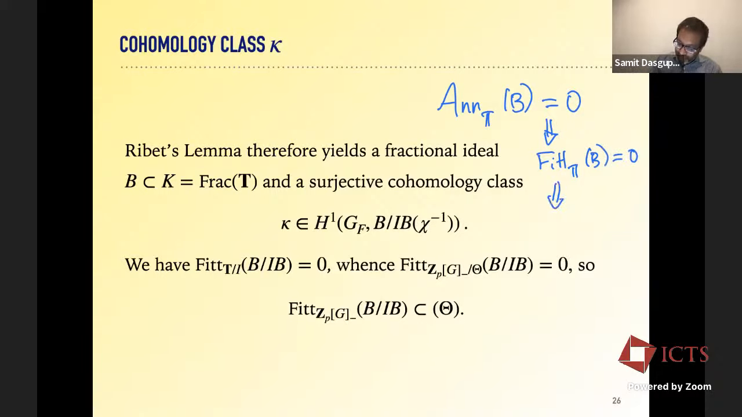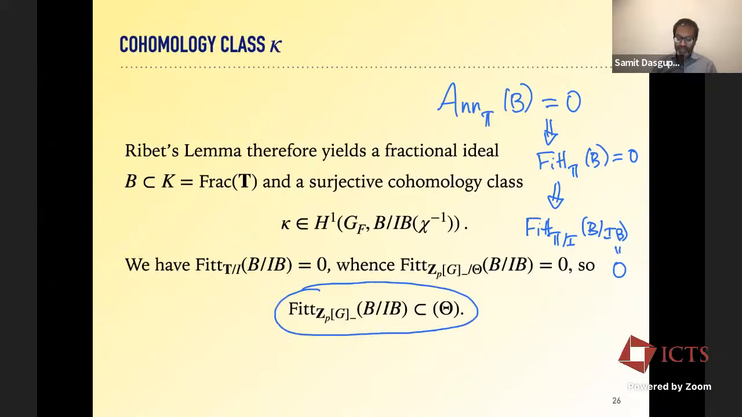But now Fitting ideals have base change properties. So this implies that the Fitting ideal over T mod I of B mod IB is 0. And what is T mod I? By definition, I was the kernel of some surjective homomorphism from T to ZP bracket G modulo theta. So the Fitting ideal over ZP bracket G mod theta of B mod IB is 0. By functorial properties, that's the same as saying that the Fitting ideal over ZP bracket G of B mod IB is contained in theta. And so now we're done.